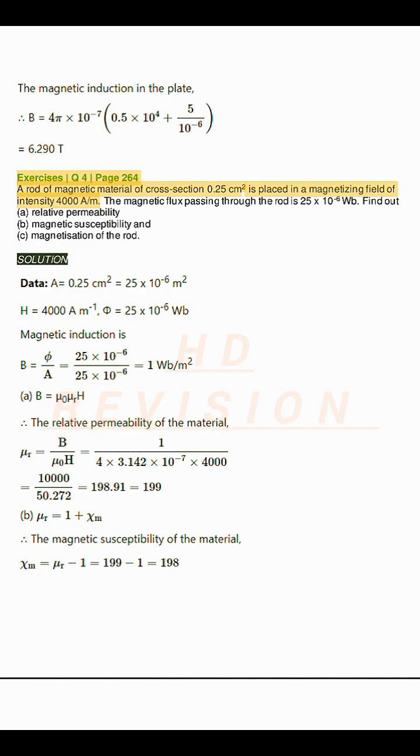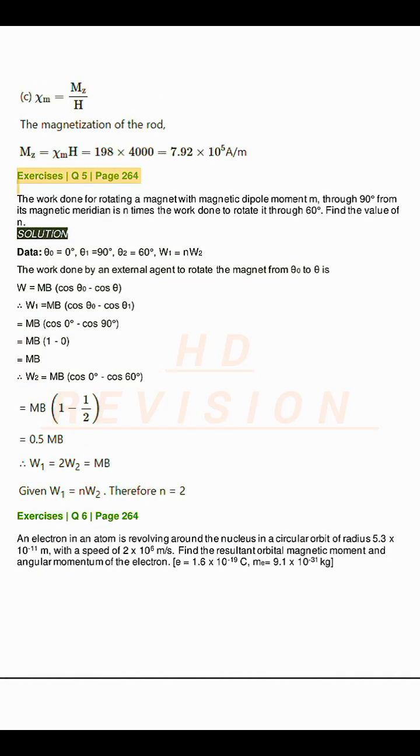Exercises, Q4, page 264. A rod of magnetic material of cross-section 0.25 square centimeters is placed in a magnetizing field of intensity 4000 A per meter. The magnetic flux passing through the rod is 25 × 10^-6 Wb. Find out A, relative permeability, B, magnetic susceptibility, and C, magnetization of the rod. Solution.